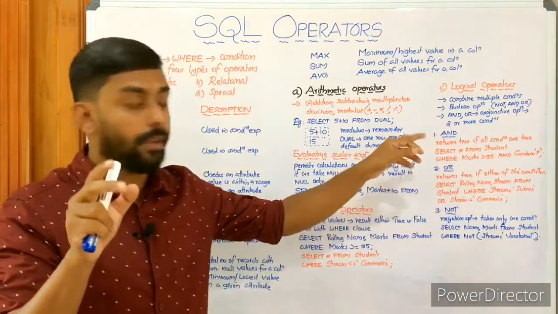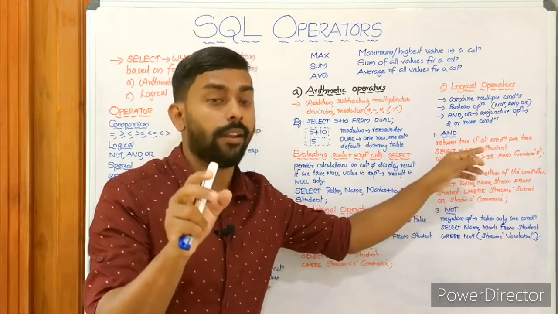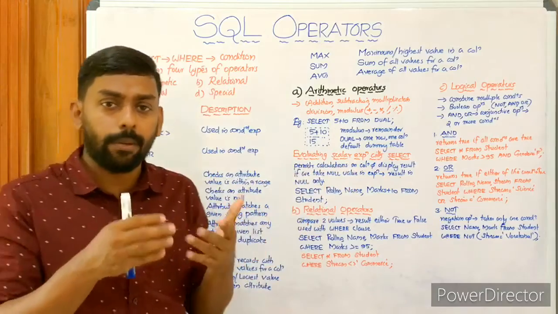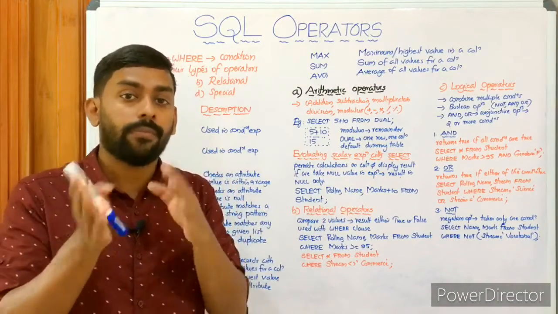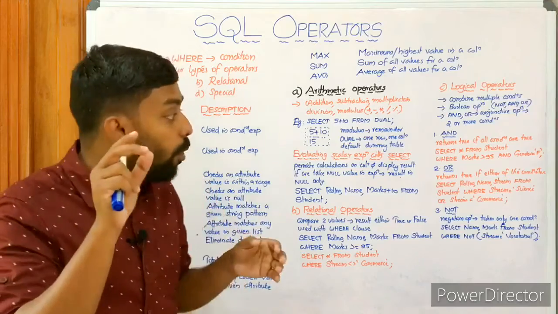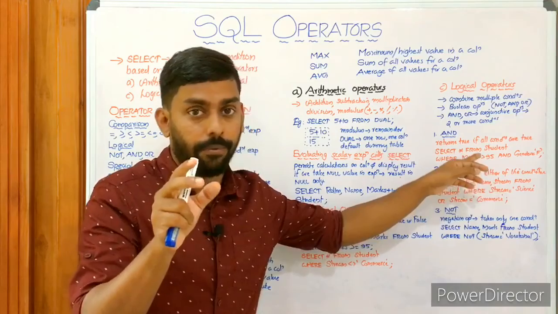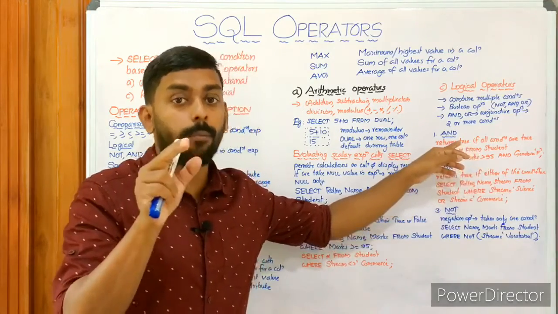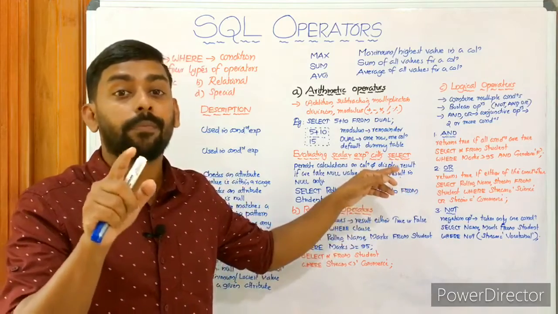Gender equal to F, and it is connected using AND. And what will be the result of this statement? Of course, it displays all the columns from the table student of those students who have scored marks greater than 95.